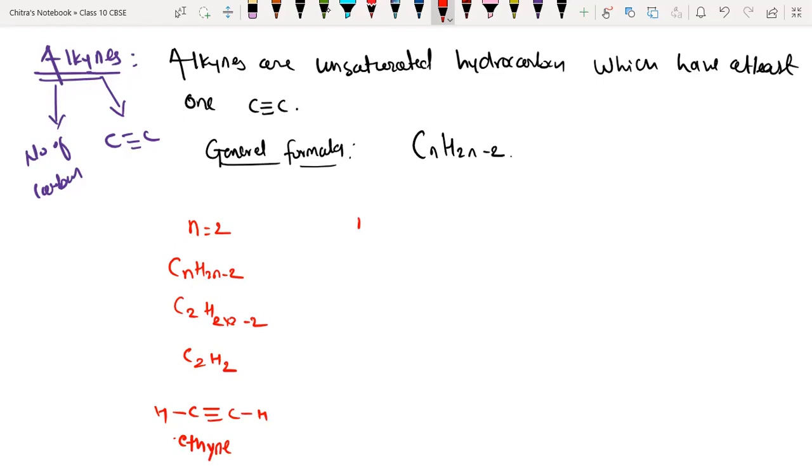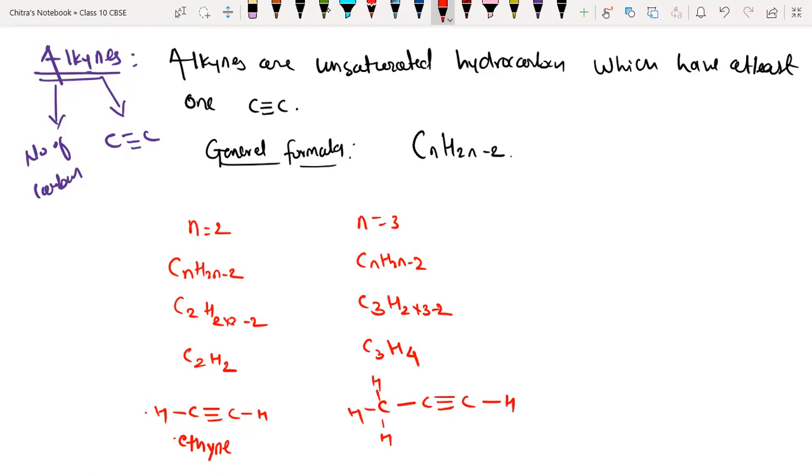Now we have n equals to 3. So the formula is CnH2n minus 2. It will become C3H, 2 into 3 minus 2. 3 2s are 6 minus 2 is 4. So C3H4. The structure again: 1 carbon, 2 carbon, and here we have the triple bond. Here 1 hydrogen will come and here 3 hydrogens.